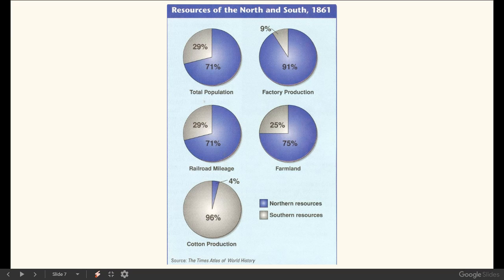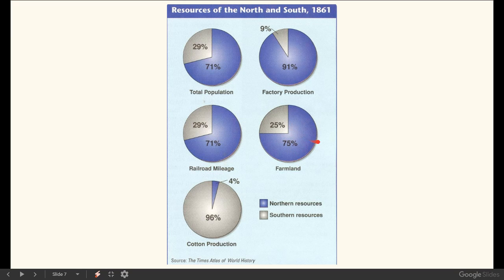All right, and you can see on this graph here, major advantage to the North. They have 71% of the population, 91% of factory production is in the North. The North has 71% of the railroad mileage, and then owned 75% of the farmland.